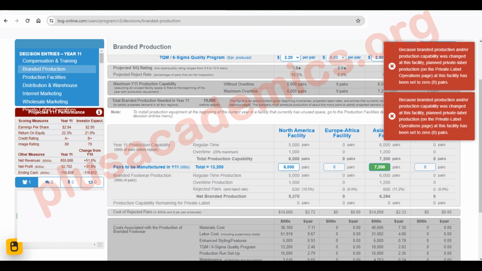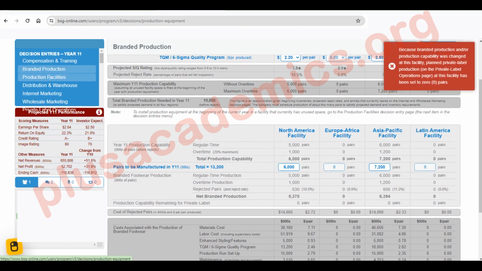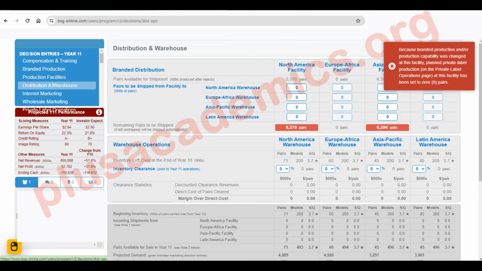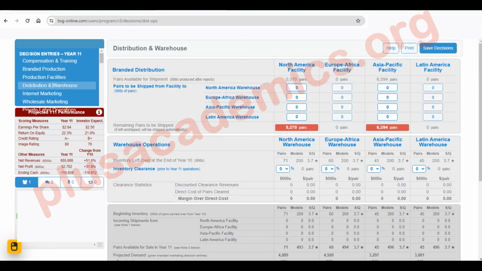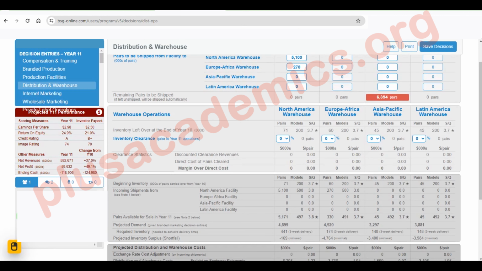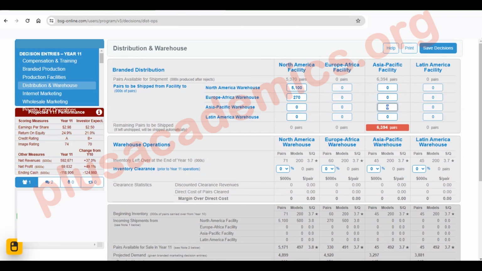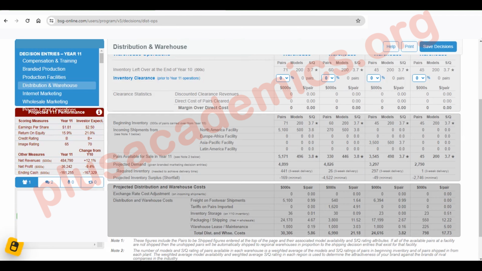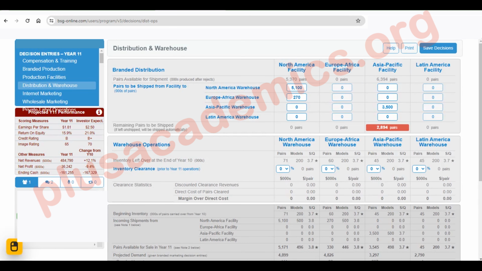Back to distribution and warehouse, you can see that our demand has increased a little bit further to more than 5,000. So that's why we are producing 5,100 in North America and shipping 5,100 in the North America region. The balance we are shipping from North America to Europe, Africa, that is 270. So let us go to the Asia Pacific facility. In the Asia Pacific facility, we are producing 3,500 and shipping 3,500 from the Asia Pacific facility to the Asia Pacific warehouse.